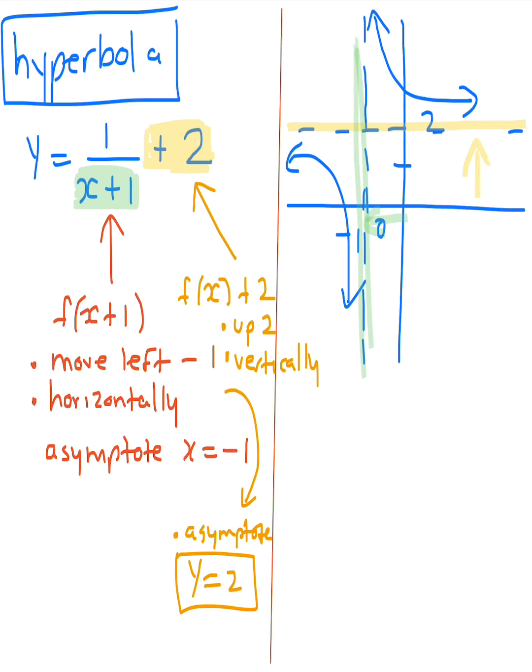So now when we're looking at that, let's look at the domain. So the domain would basically be all real x, except x can never equal minus 1.